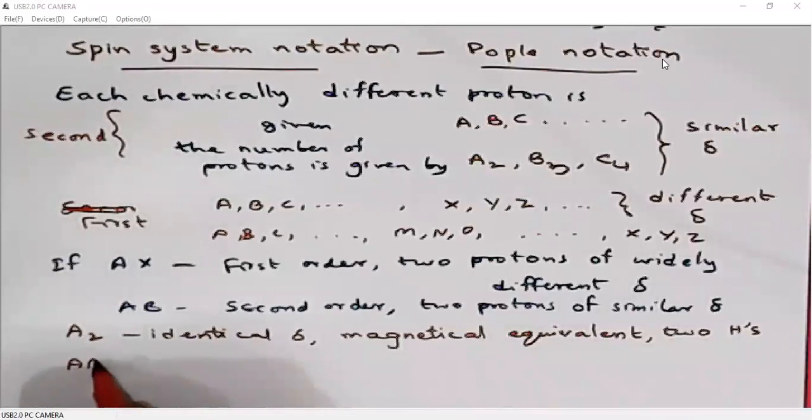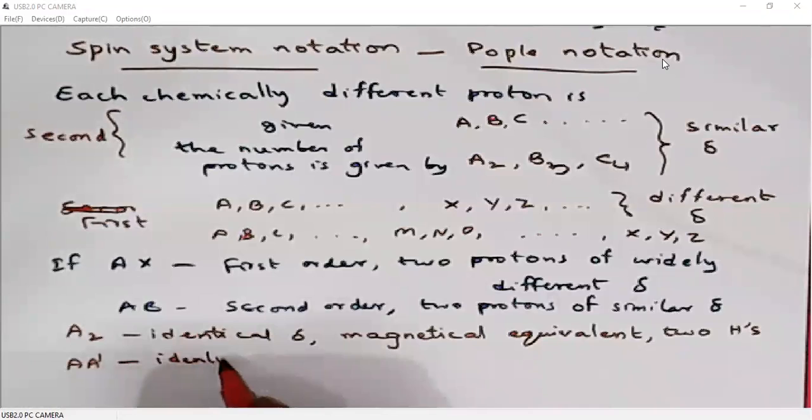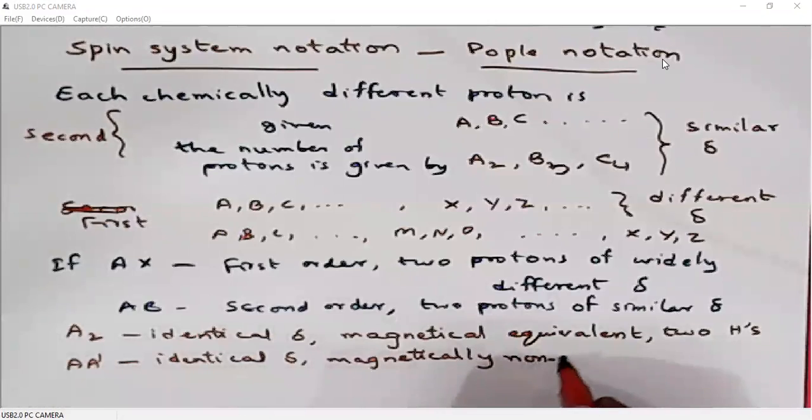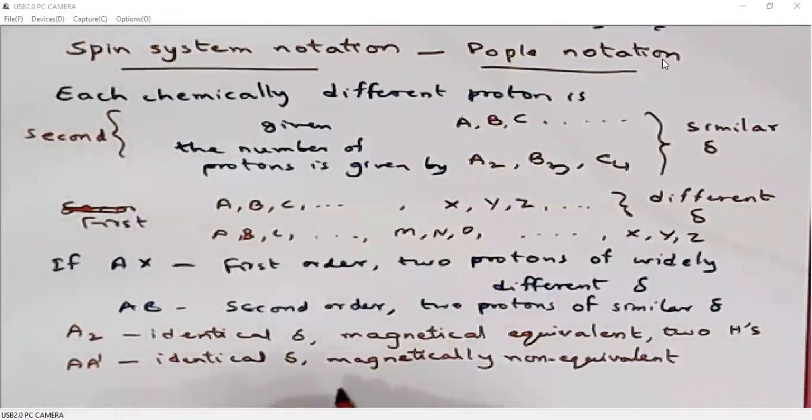Then what is A and A dash? They have identical delta value, but they are magnetically non-equivalent. They are chemically equivalent but magnetically non-equivalent. So the coupling constant values will be different for A and A dash protons. And because we have A dash, it represents two protons.